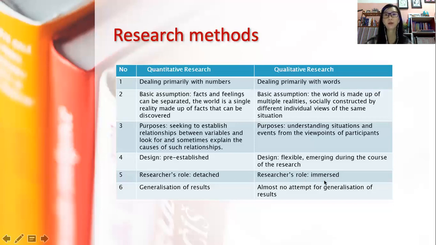But when you do a qualitative research, it is more immersed. It is more on a personal level. So when you interview someone, you have to know first about this interviewee, about this person that you are going to interview. And then you have to get, to some extent, some subjective opinions from the participants as well. Okay, and then for quantitative research, we would like to generalize the results.